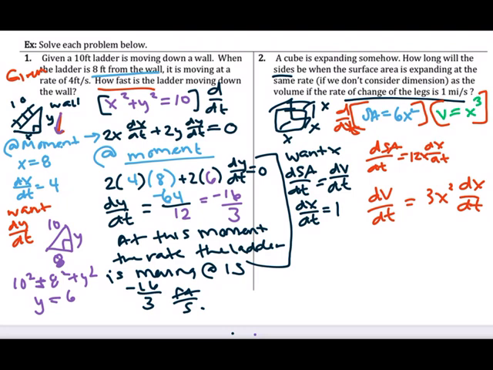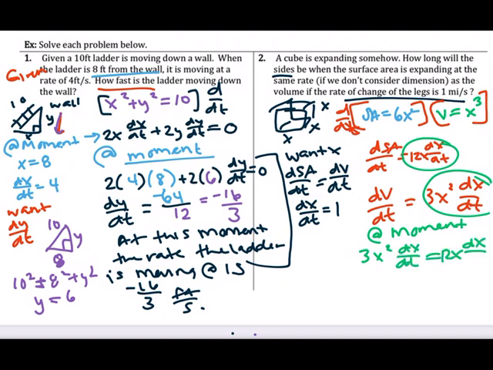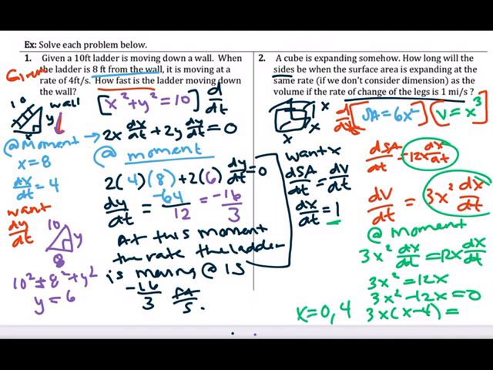Now we are being asked specifically about the moment where these two things are equal. So I'm going to set this equal to this. So 3x squared times dx dt equals 12x times dx dt. We know that dx dt is 1, or we could just divide it out on both sides. So we get 3x squared equals 12x, or 3x squared minus 12x equals 0. And if we solve this, we're going to get that x is equal to 0 or 4.